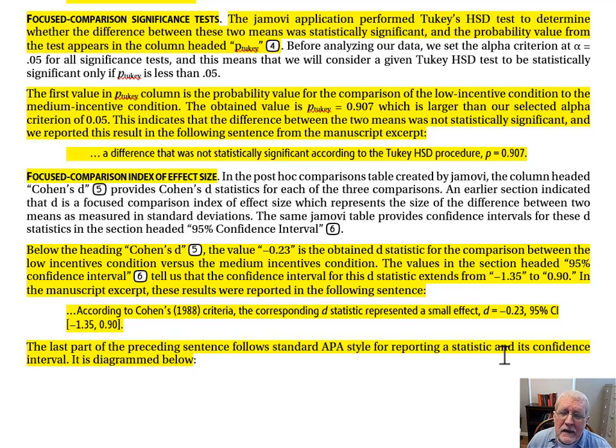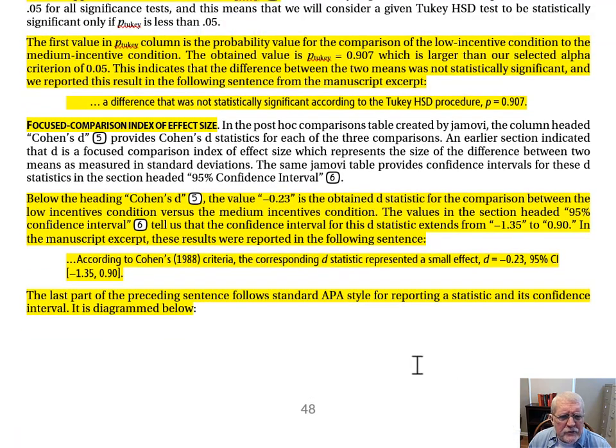APA style prefers that when possible, avoid putting parentheses around square brackets, and when possible, avoid putting square brackets around parentheses. So you don't really need them. You just end your sentence with a comma, and then present your D statistic and the confidence interval, and you avoid making things look cluttered with all those brackets within parentheses. I am still on page 48, very bottom. The last part of the preceding sentence follows standard APA style for reporting a statistic and its confidence interval.